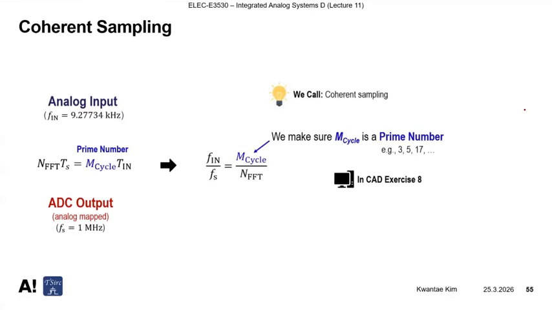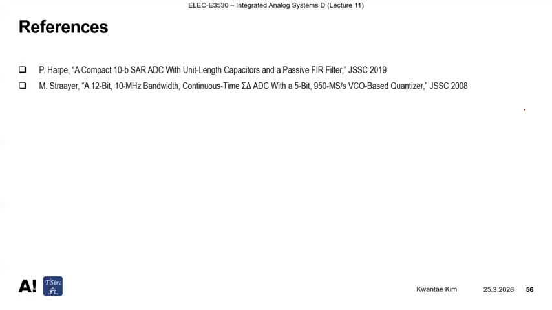By rearranging this equation, you get this: the input frequency to sampling frequency ratio is M cycle over the number of FFT bins. We call this concept coherent sampling. We make sure M cycle is a prime number. And in CAD exercise 9, you will go through how to simulate and run this concept applied to ADC FFT spectrum verification. Anyway, this is a reference.